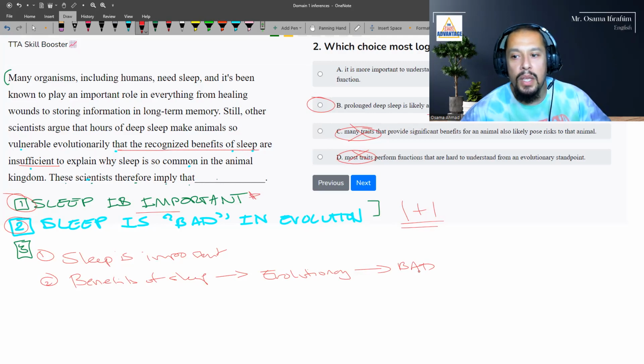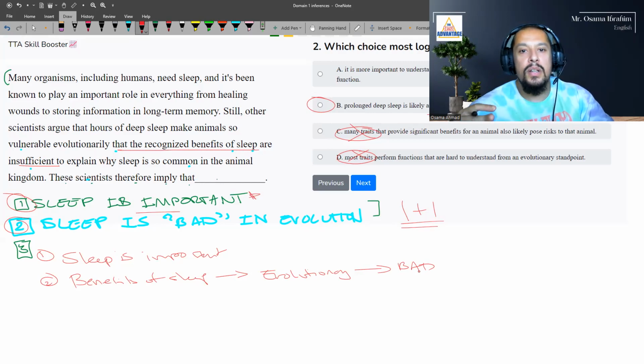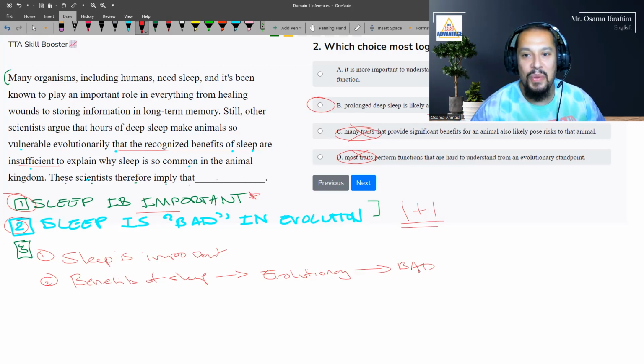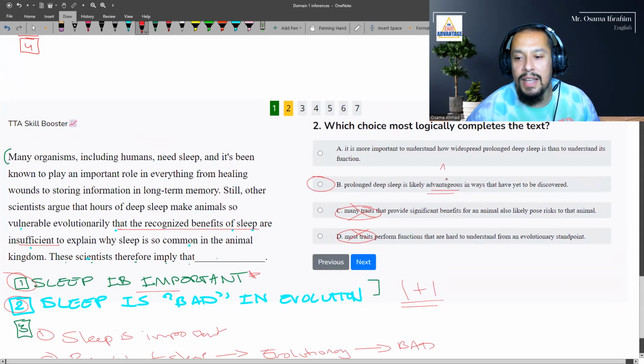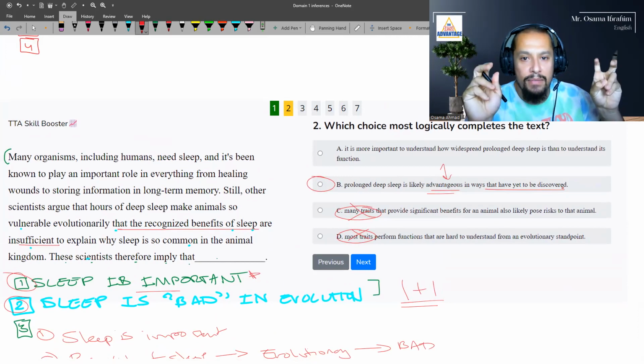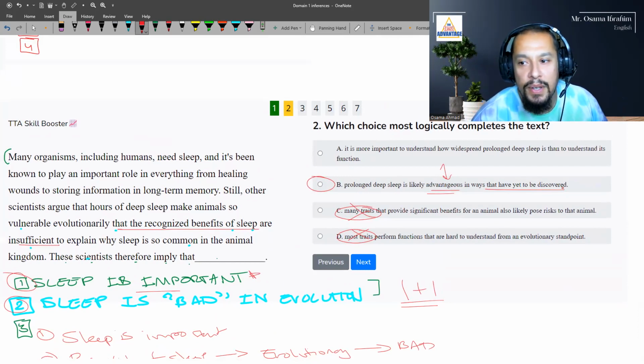So idea number three, there are other reasons that we need sleep than the reasons that we know of, right? Because we don't know the reasons we need the sleep, but we do know we need the sleep. So therefore, there are other reasons that might explain why we need sleep evolutionarily that we don't know of yet. So answer B is the best answer. Prolonged deep sleep is likely advantageous in ways that have yet to be discovered, in ways that can help explain the evolutionary aspect of sleep.